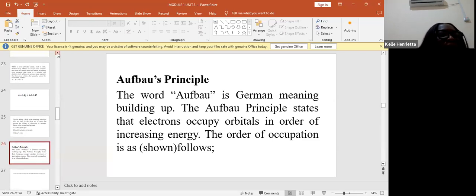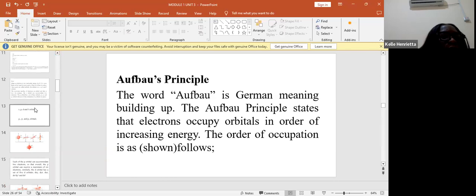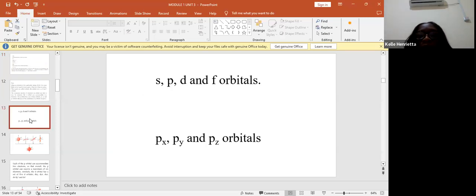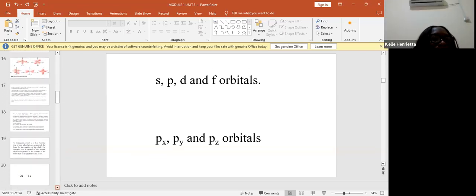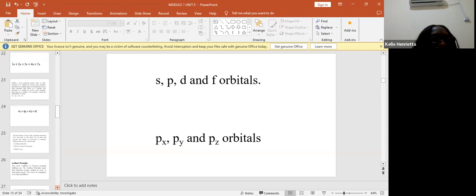Let me see if there's somewhere I wrote out these orbitals on their own. Okay, let me use this. So you can see this. This is it, the s, p, d, and f orbitals. Now, the p orbital is of three sets: the px, the py, the pz. And the d orbital is 5 sets, while the f orbital has 7 sets.